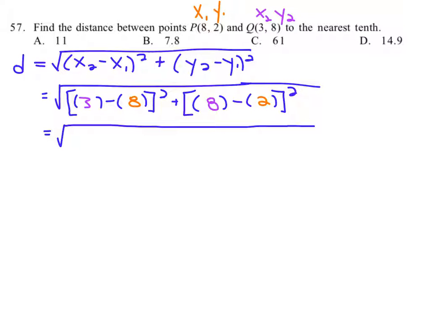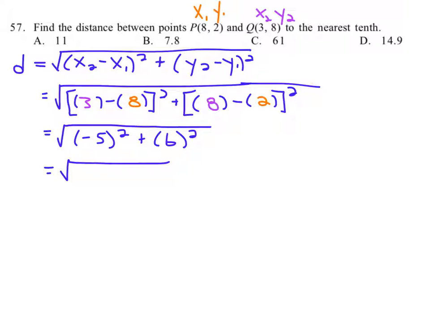Okay, so, what do we get when we do 3 minus 8? We get negative 5. Okay, and we will square that. We have to have parentheses around there. Add them, please. 8 minus 2 is 6. Square that. Okay, and then we say, what is that? We get 25 there, plus 36, which is equal to the square root of 61.